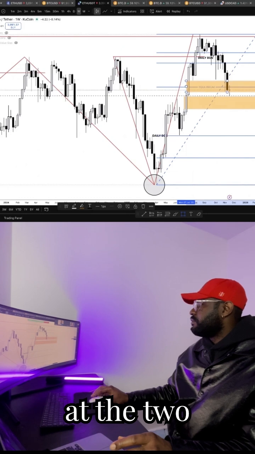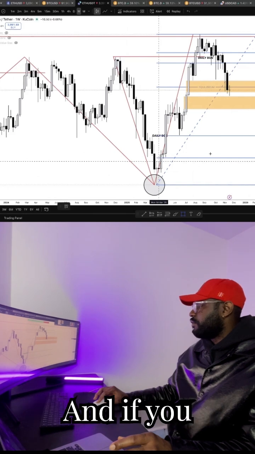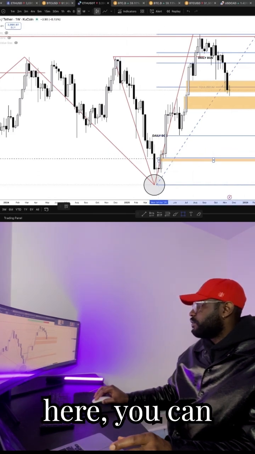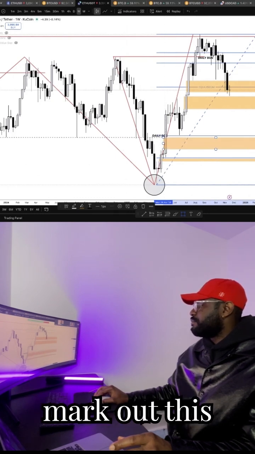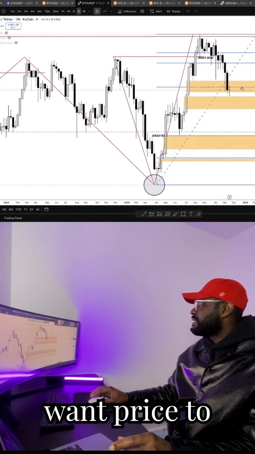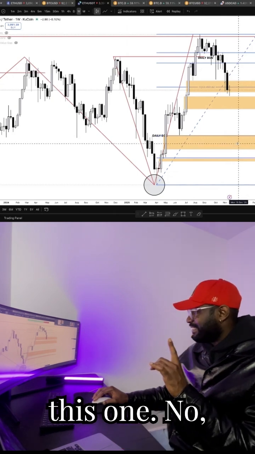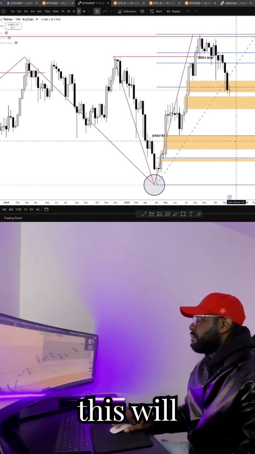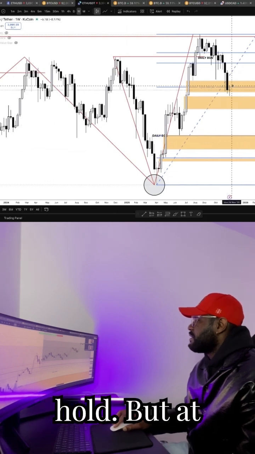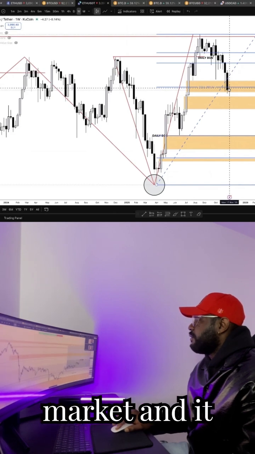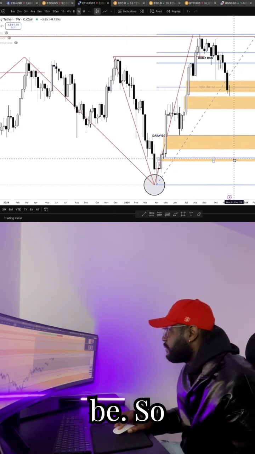You're looking at the two, and you think, I don't know, maybe price might still want to come lower. Nobody knows. Even when you look down here, you can see there's still imbalance here as well. The reason why it's better for you to mark out these imbalances is, as much as I want price to reverse from here, anything can still happen and bring it down here. I'm not saying this will happen, but it's not guaranteed that here will hold. At the same time, anything can drive this market and it will just come down here.